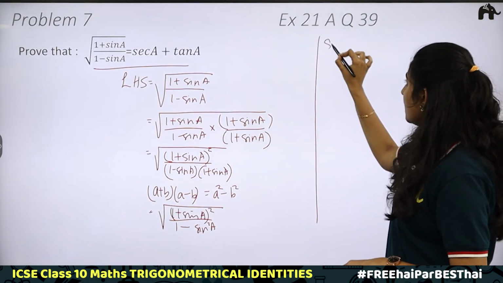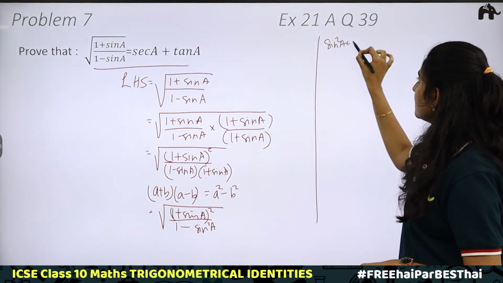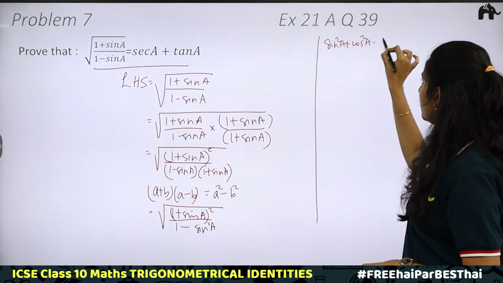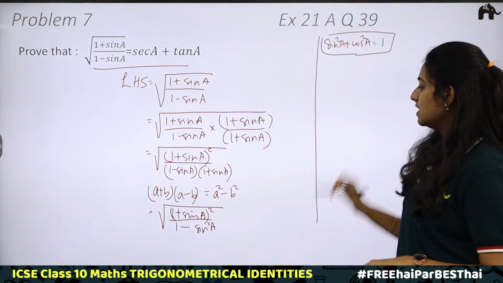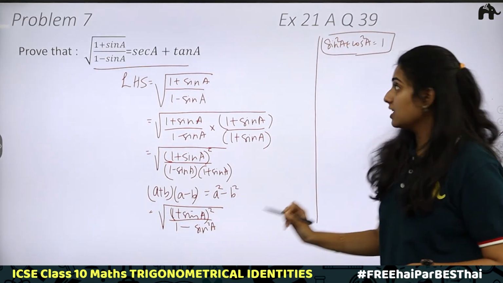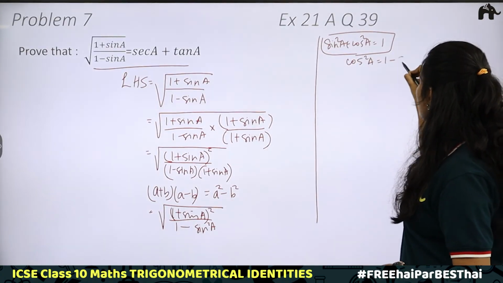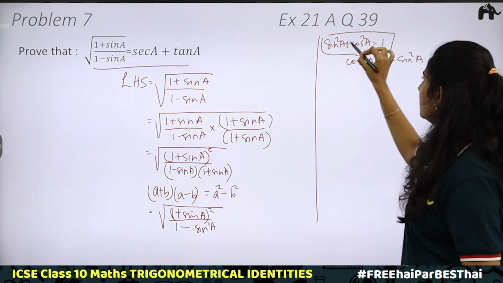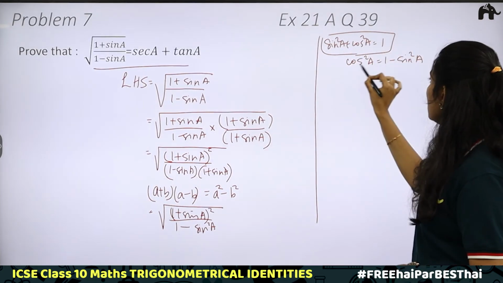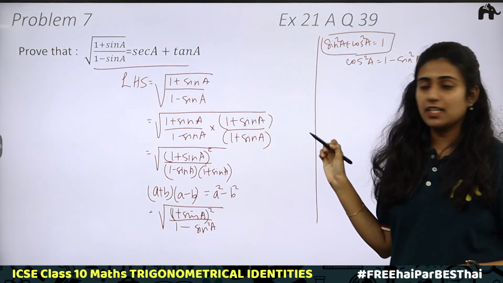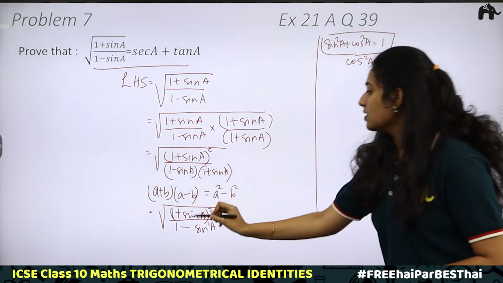We have sin square A plus cos square A is equal to 1. Applying this identity, we get 1 minus sin square A will be equal to cos square A. Cos square A is equal to 1 minus sin square A, just shifting the sin square A to the opposite side. Okay, now substituting here.